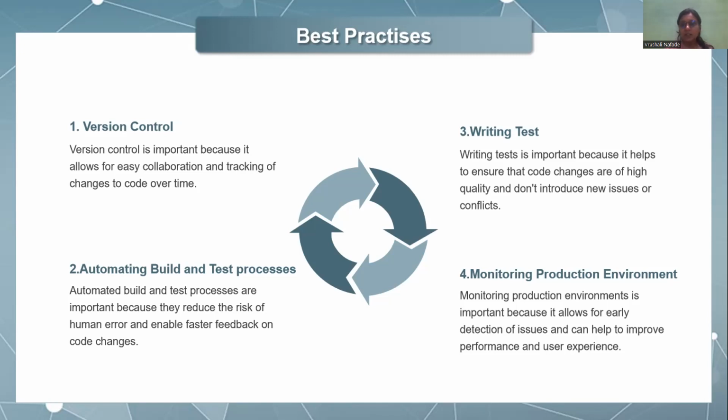Third is writing tests. It helps to ensure that code changes are of high quality and do not introduce new issues or conflicts. Fourth is monitoring the production environment. It allows for the early detection of issues and helps to improve performance and user experience.